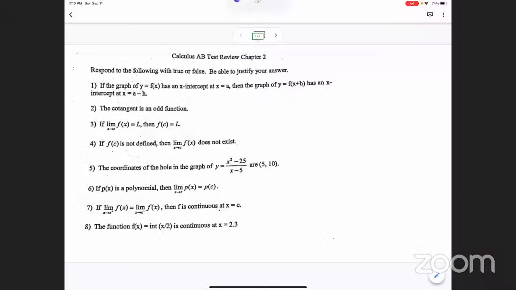So it says respond true or false. You have to justify your answer. If the graph y equals f of x has an x-intercept at x equals a, then the graph blah, blah, blah has an x-intercept at that.